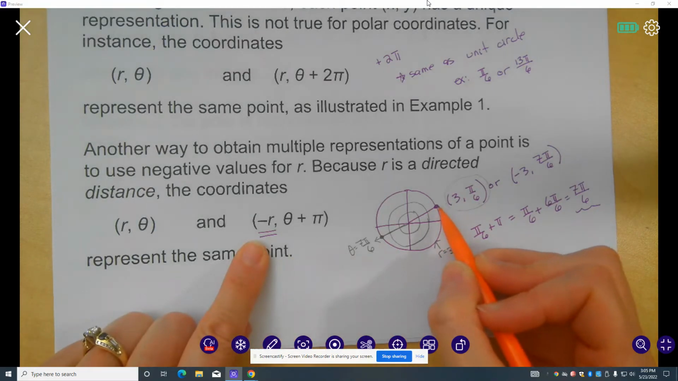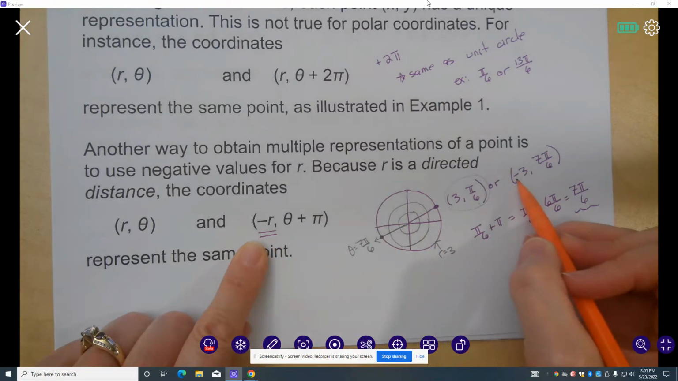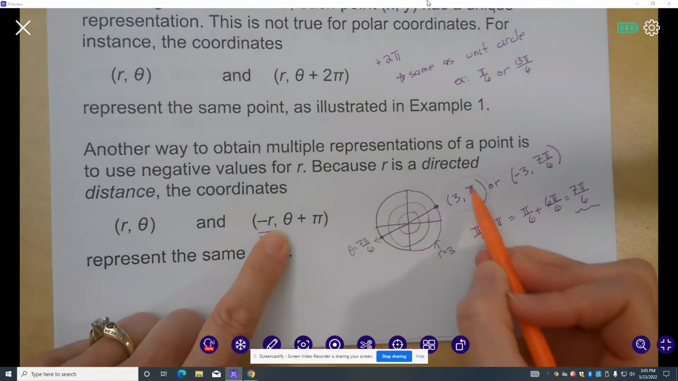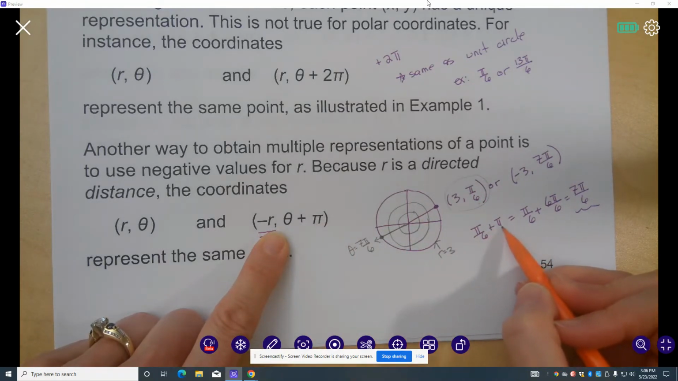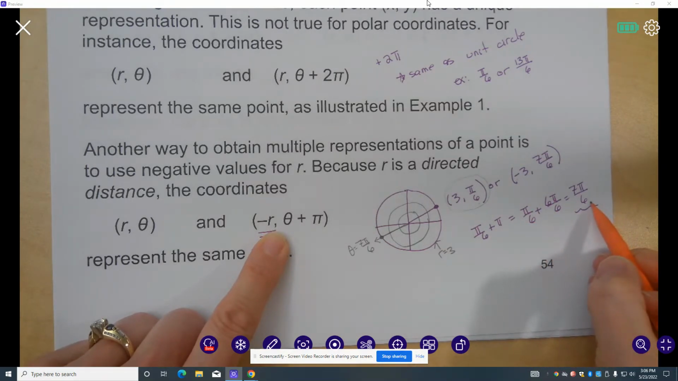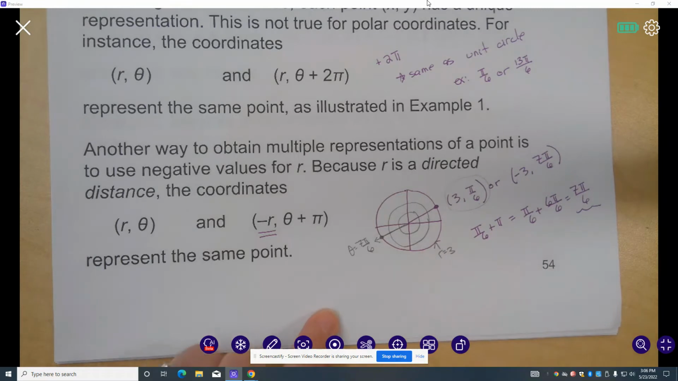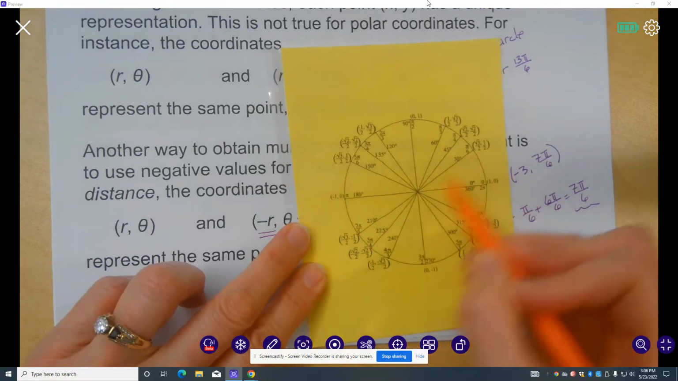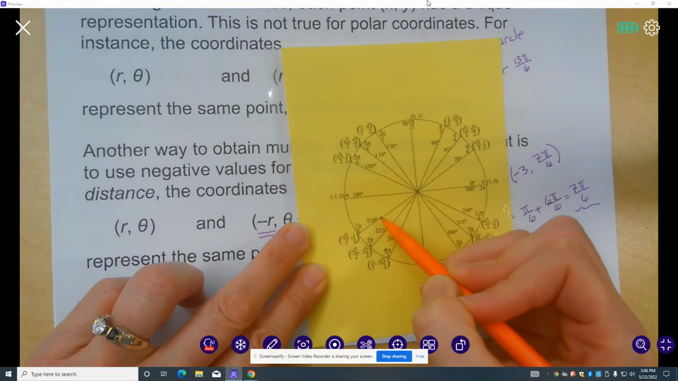Now this is saying this same point can be represented by doing negative r, so I'd have negative 3, and then taking my theta here, pi over 6, and adding pi to it. So if I take pi over 6 and add pi, I need a common denominator, so that gets me to here, and I get 7 pi over 6. So this angle, 7 pi over 6, I'm going to show you on the unit circle. Here's pi over 6, here's 7 pi over 6. So they're the angle that's pi, or 180 degrees, apart from each other.